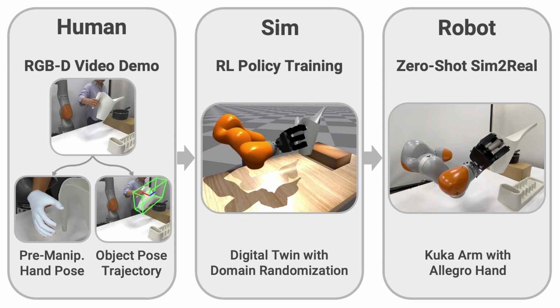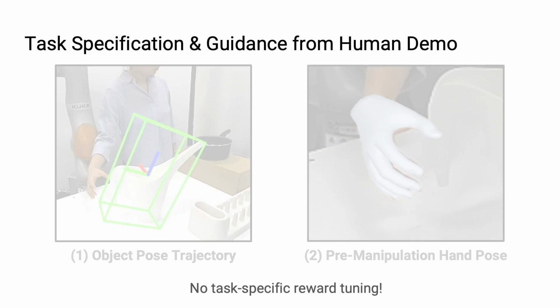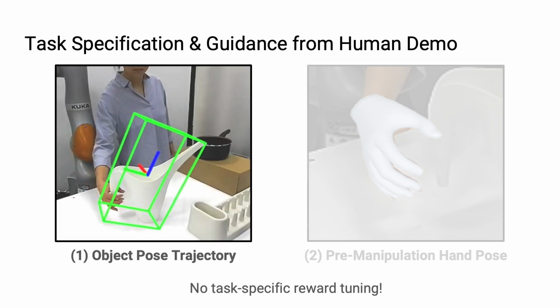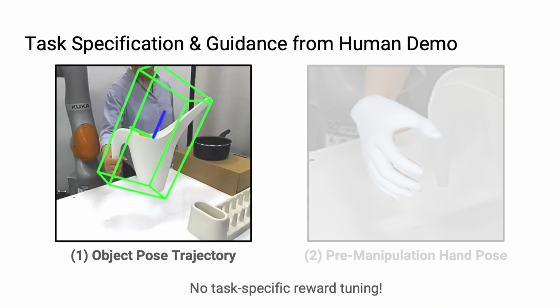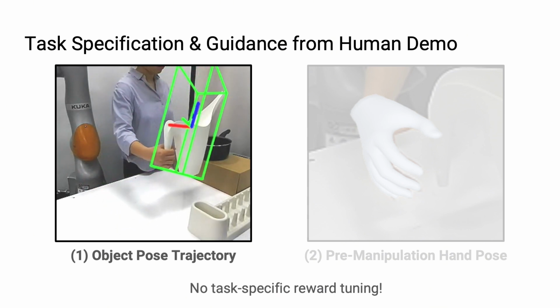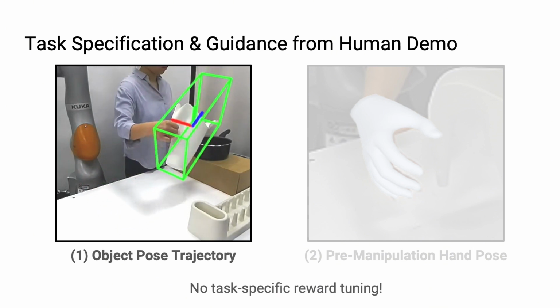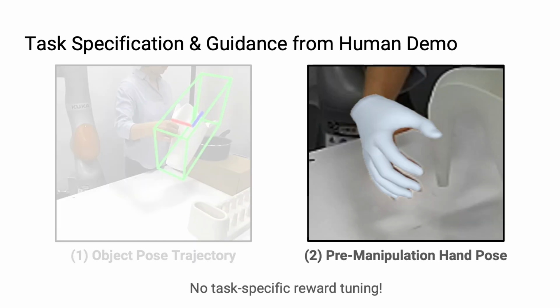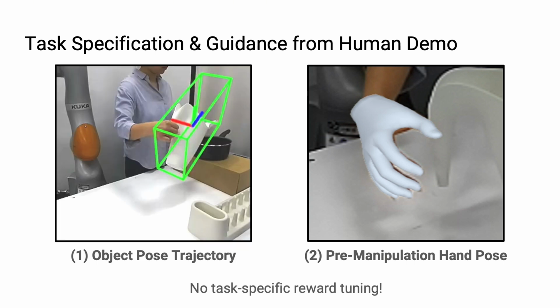To elaborate on our method, we begin with the human video demonstration, from which we extract two task-specific components. First, an object pose trajectory, an embodiment-agnostic, object-centric task specification that provides a dense reward that is difficult to reward hack. And second, a pre-manipulation hand pose, a prior and guidance for learning human-like approach behaviors by initializing the robot at the retargeted position from which the human approached the object. With these components, we don't need any reward tuning for different tasks or objects.